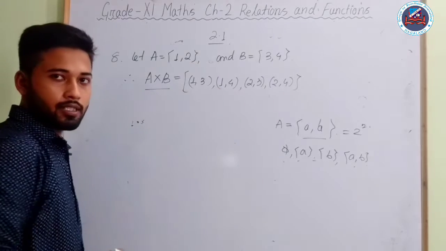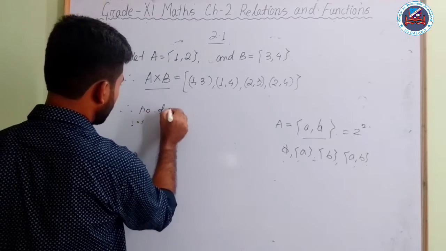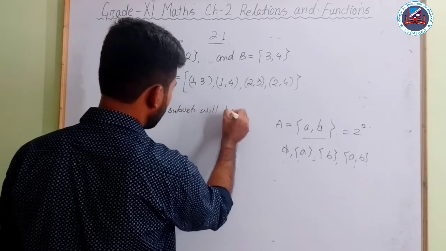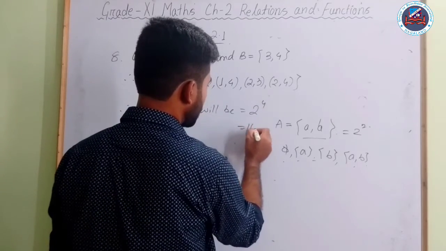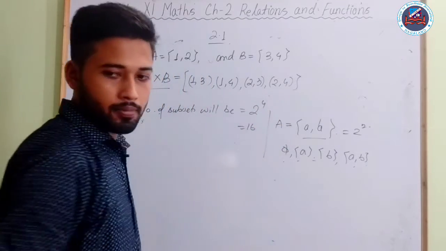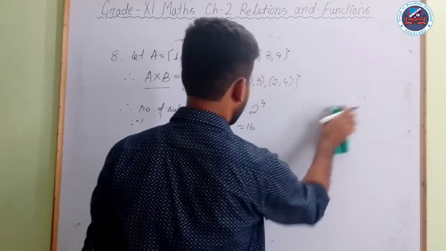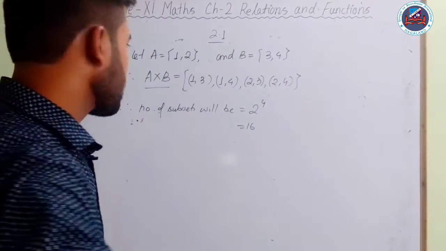So in this case, how many elements does A cross B have? 1, 2, 3, 4 elements. So the number of subsets will be equal to 2 to the power 4, and that is equal to 16. So this thing you have got in your first chapter also, how to do it. Also, if you want to calculate it separately, we can do it. Let us see.